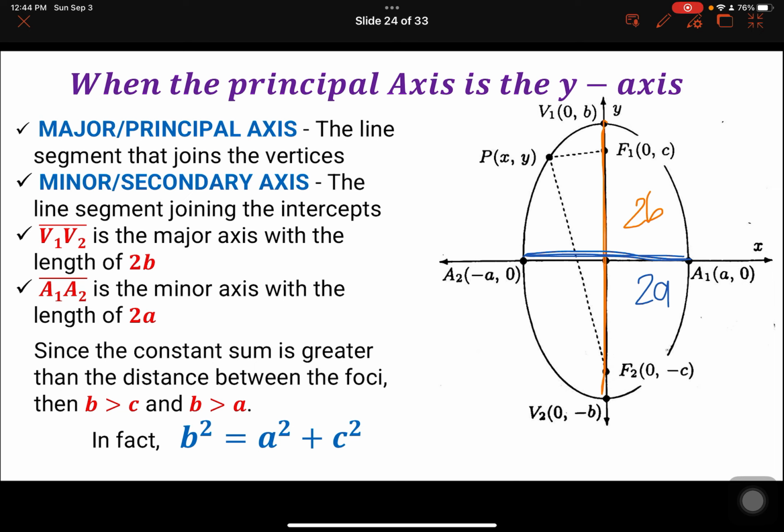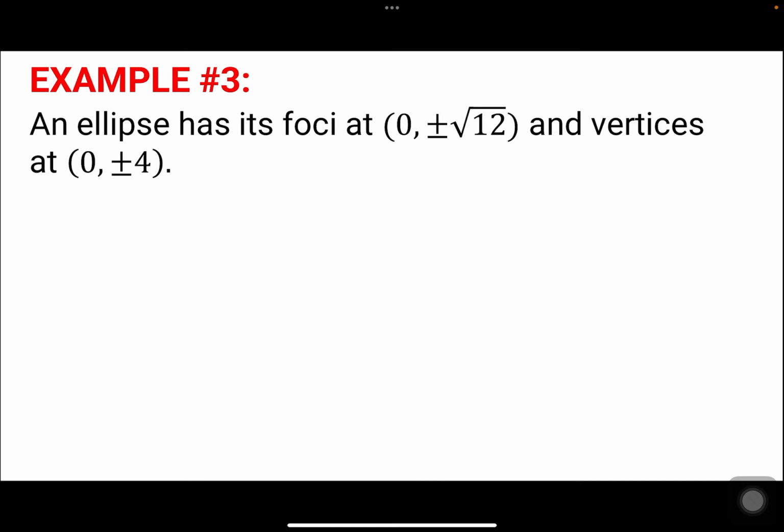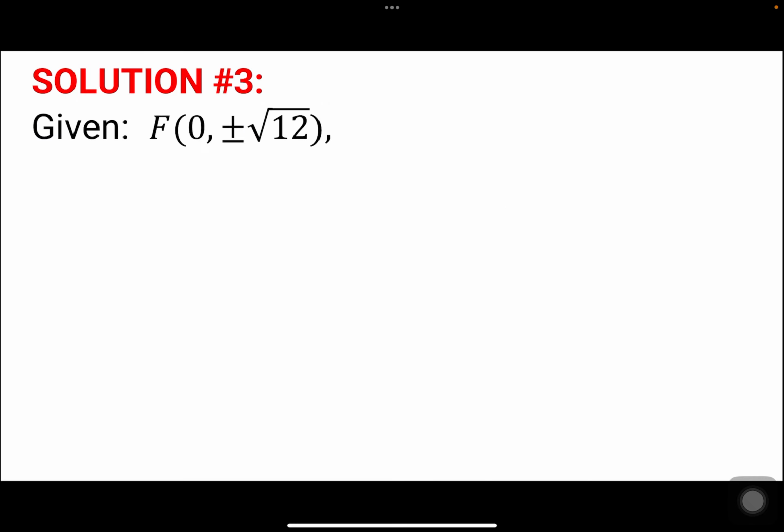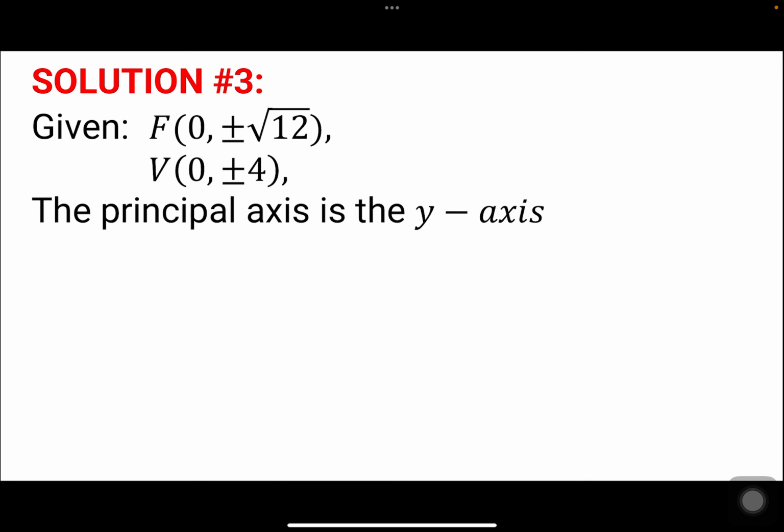Okay? So, example number 3: what about an ellipse that has its foci at 0, positive, negative square root of 12, and vertices at 0, positive, negative 4? Sketch the graph and determine the standard form of the equation. Here, our x is 0 and our y has the value of square root of 12. Our vertices are x equal to 0 and y equal to positive, negative 4. Therefore, the principal axis is y, because our x is 0 in both.